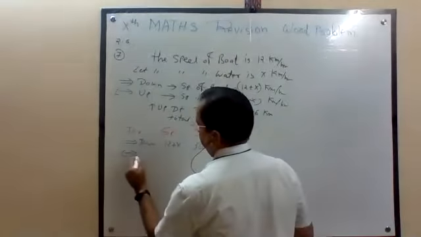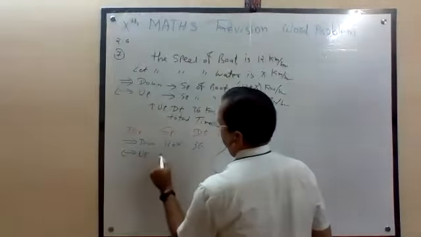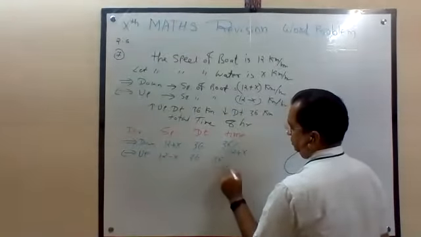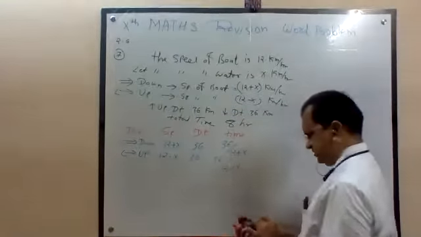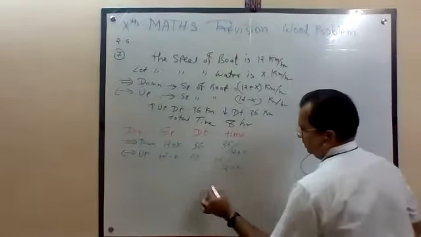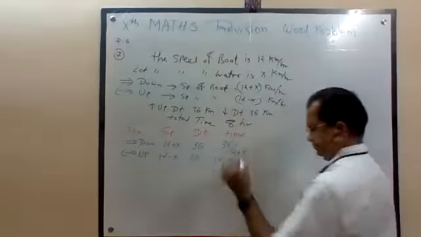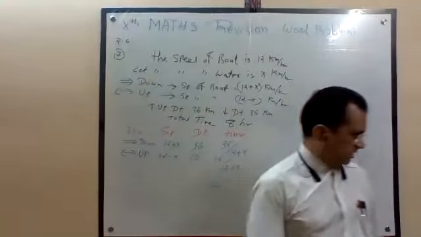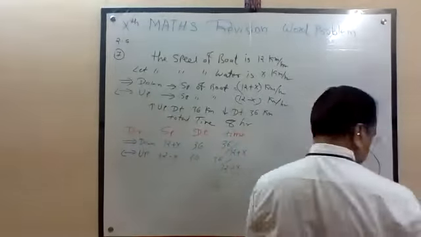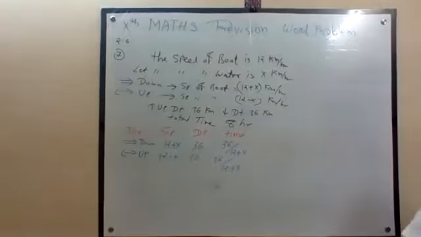Opposite direction, upstream, 12 minus x, again 36 by 12 minus x. And total time is 8 hours. Correct? Now this plus this is equal to this. So according to that, we will solve.